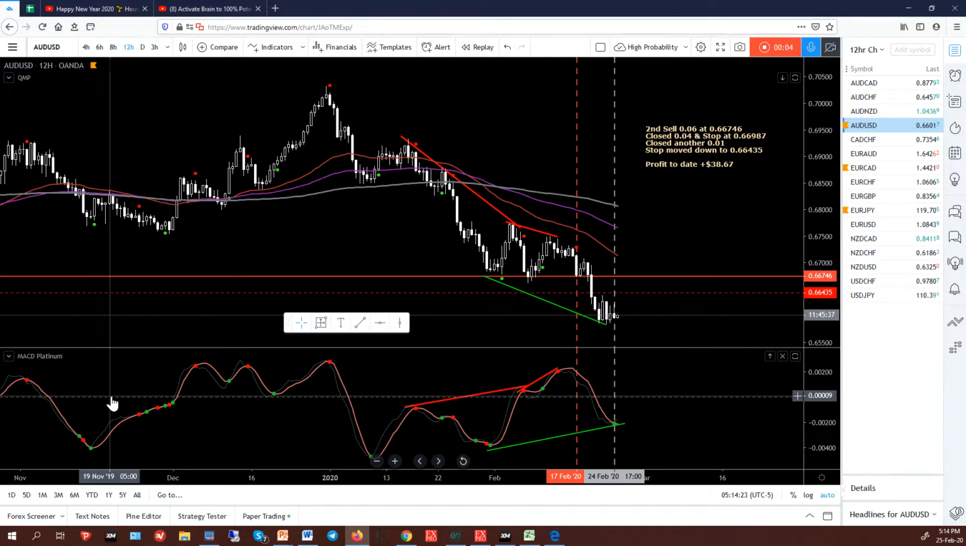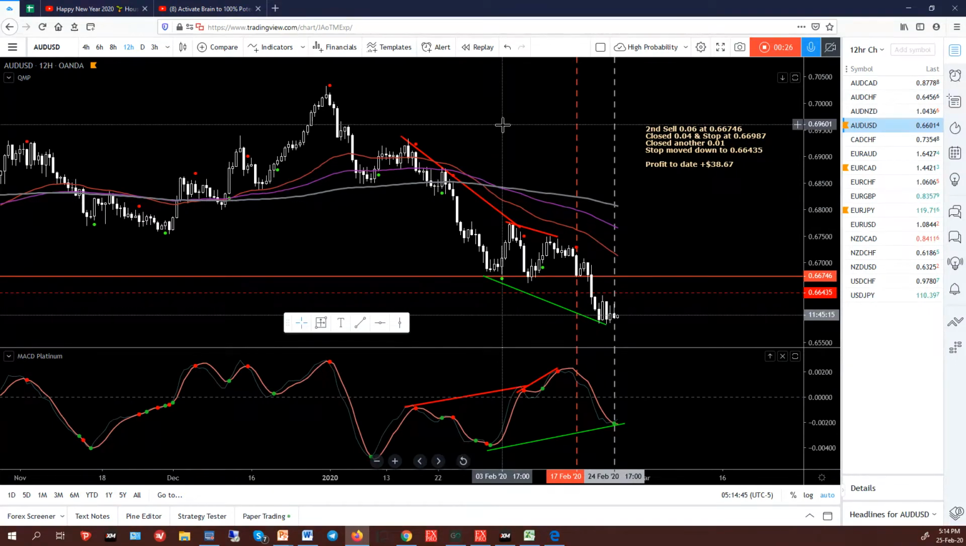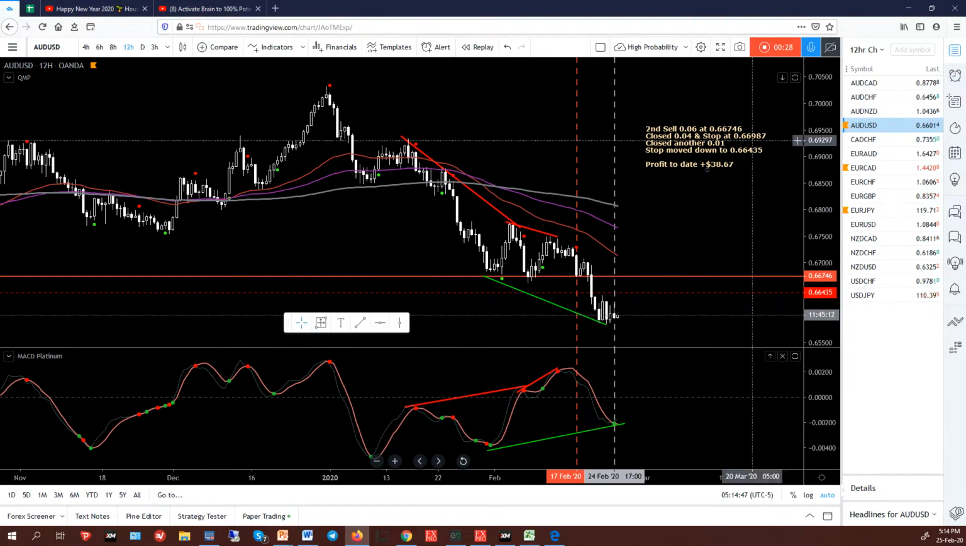It is Tuesday, 25th of February 2020. The local time is 5:14 p.m. here in Vietnam, which means the new 12-hour candle has just ticked over 14 minutes ago. So we'll just have a quick look at my trading on the 12-hour high probability charts. It's a mechanical system, and I'll explain it to you quickly in this video as we go along.